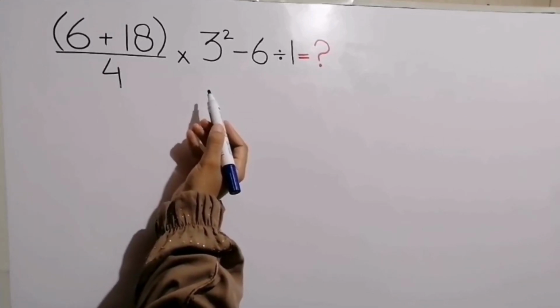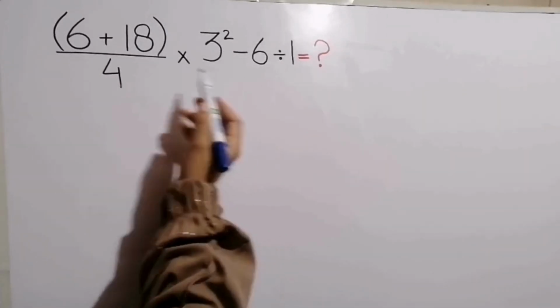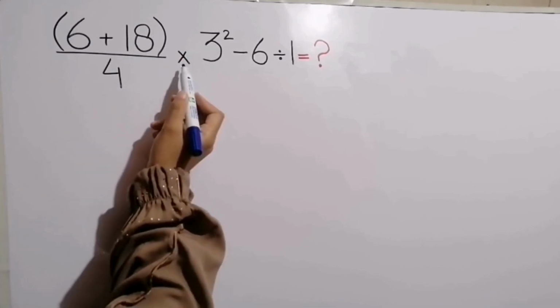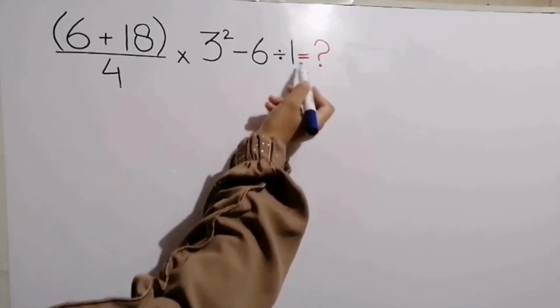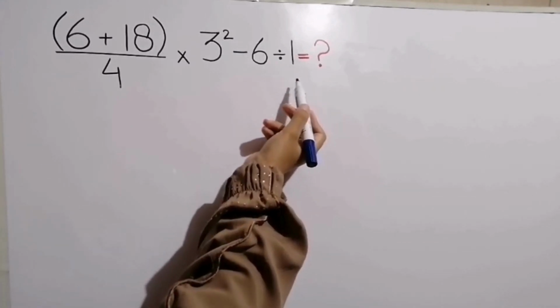In this video, we are going to solve two questions about the PEMDAS rule. In the first question, we have (6 plus 18) inside the parentheses, then over 4, then times 3 to the power of 2, minus 6 divided by 1. What is the answer to this question? Can you solve it? Let's solve it step by step together.